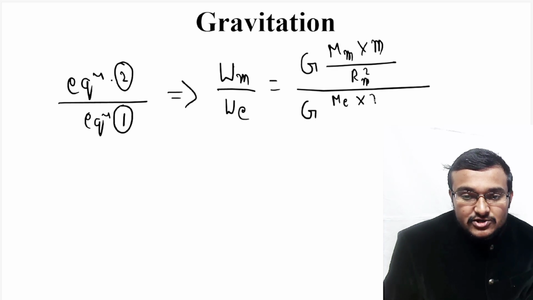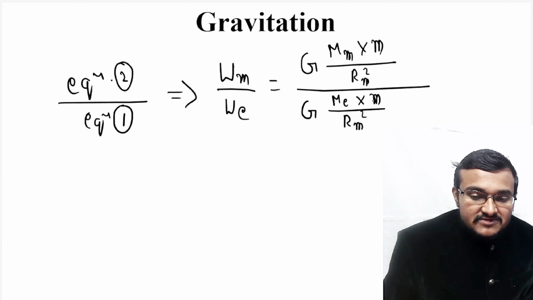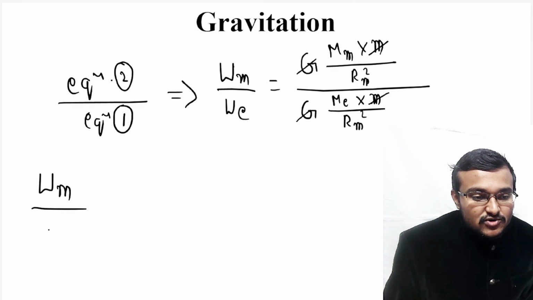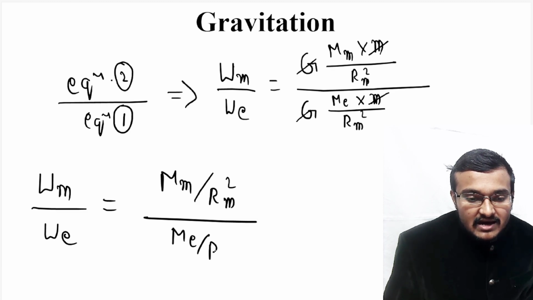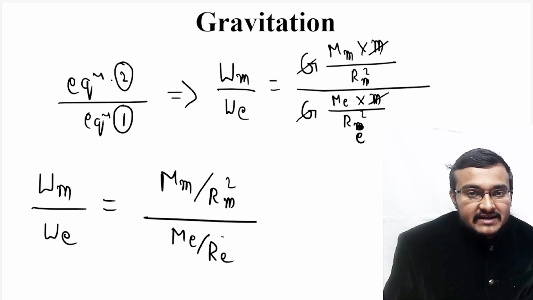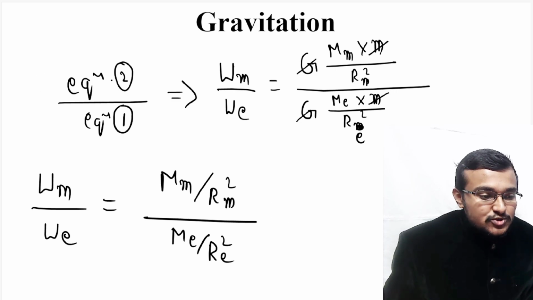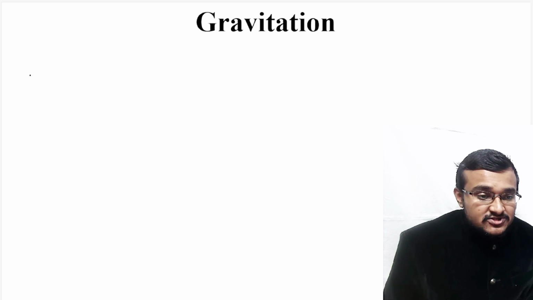This is the mass of Earth into the mass of the object kept on Earth, divided by the radius squared. Here the mass in the denominator and the mass in the numerator can be cancelled, and this G can also be cancelled. When this is cancelled, W_M divided by W_E is equal to M_M divided by R_M squared, whole divided by M_E divided by R_E squared. Here I have written R_M, this is not R_M, this is R_E squared.